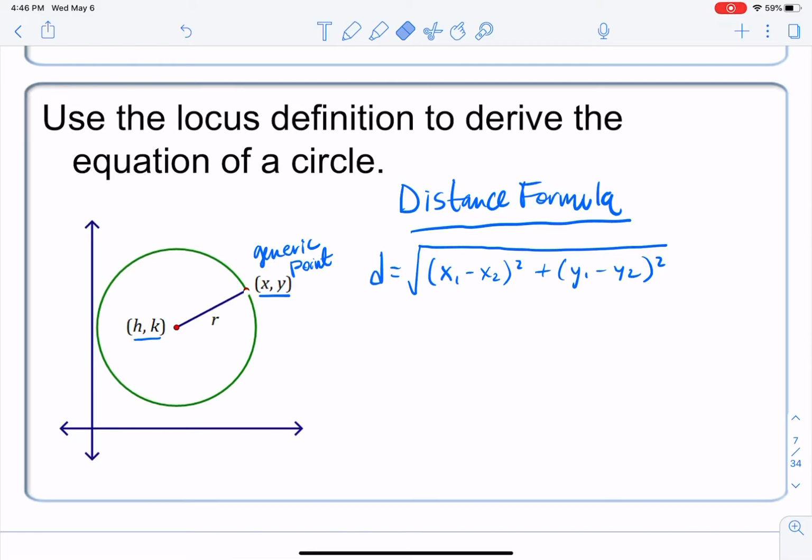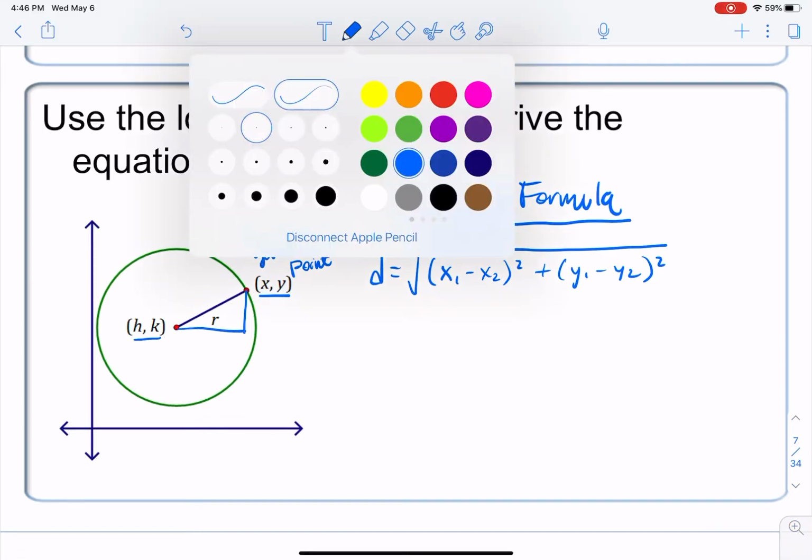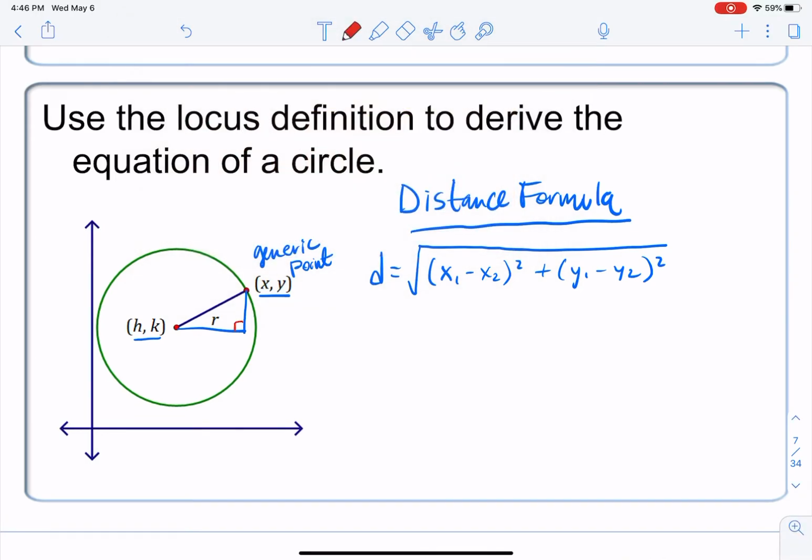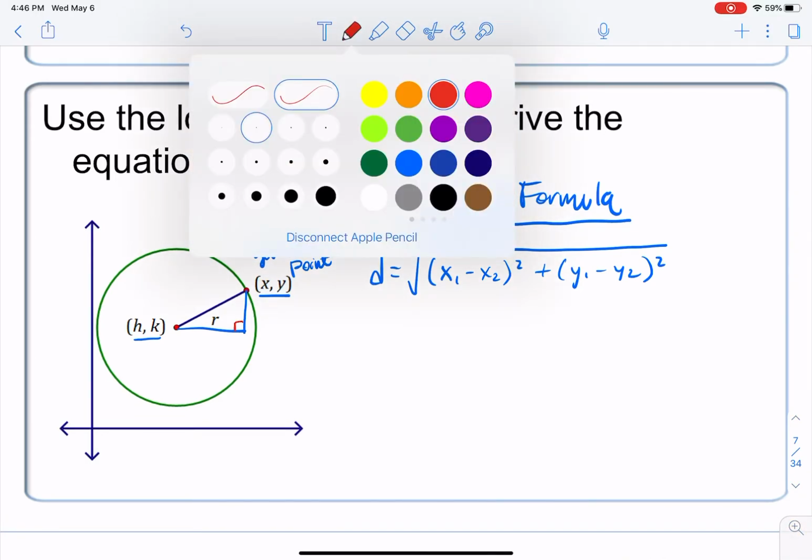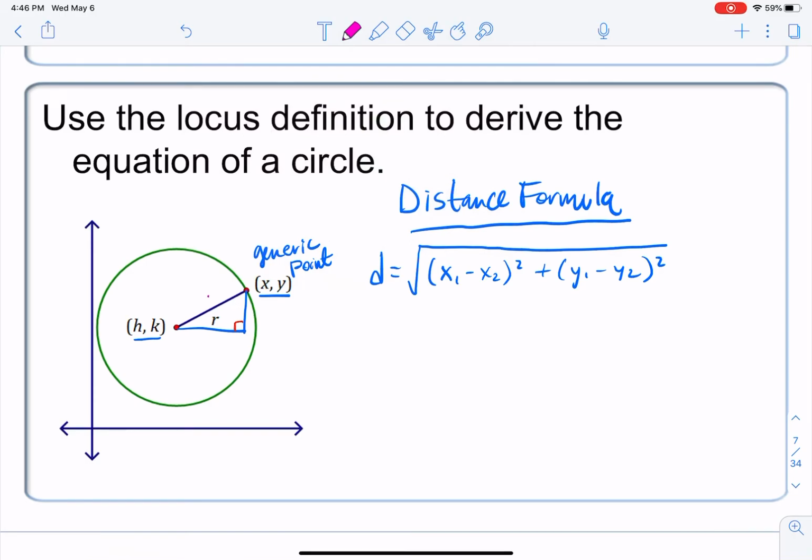Pythagorean theorem. This is the connection that circles get to right triangles. If I were to draw in a right triangle right here, I want to change this to red for the right angle. There we go. Perfect. Okay. Here would be our C.